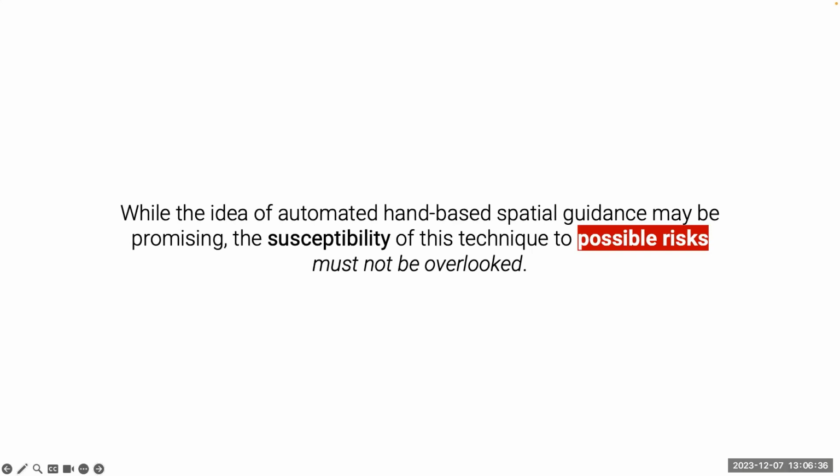It can be promising. You're offloading your task to this robot or this computer, and you're doing less. But it may also mean that you're just relying on this computer, and you may just need to trust this computer to do the right thing. And there can be some possible risks, and it is something that we shouldn't really overlook.